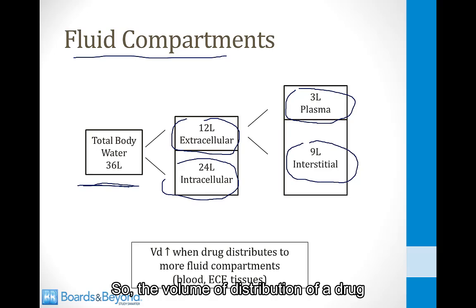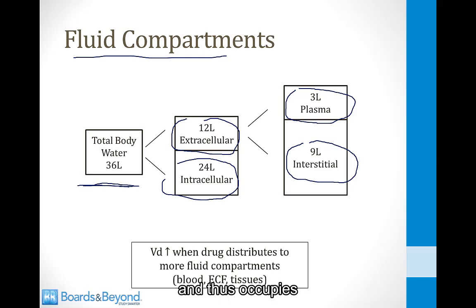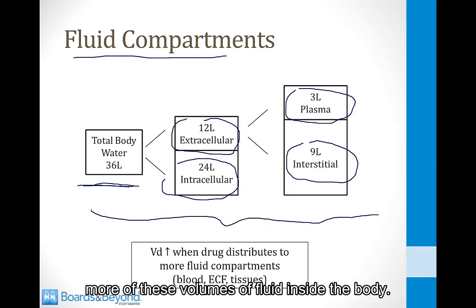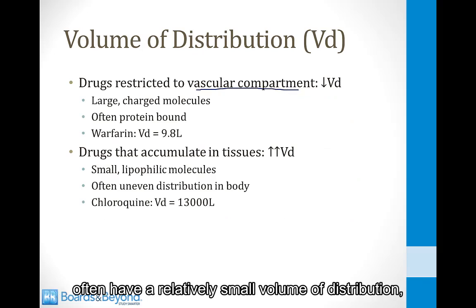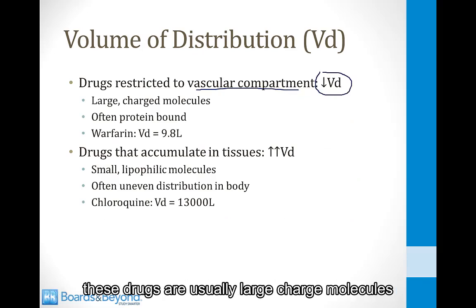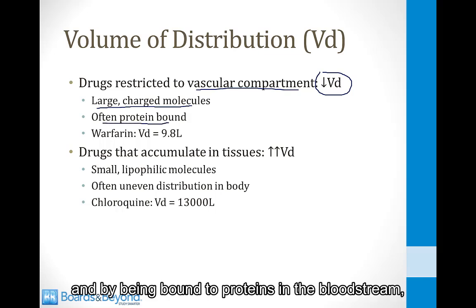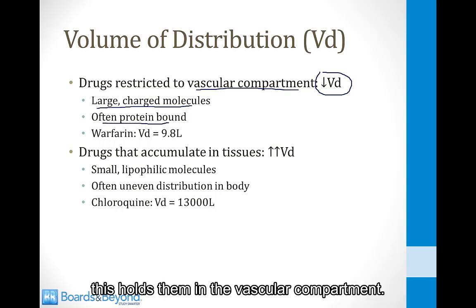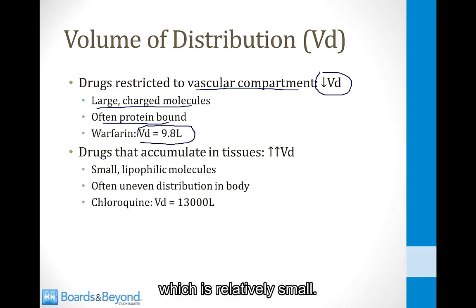So the volume of distribution of a drug is going to increase when a drug distributes to more fluid compartments and thus occupies more of these volumes of fluid inside the body. So drugs that are restricted to the vascular compartment often have a relatively small volume of distribution. These drugs are usually large charged molecules that have trouble leaving the vascular compartment. Often they're protein bound, and by being bound to proteins in the bloodstream, this holds them in the vascular compartment. And warfarin is an example of a drug like this, which has a volume of distribution of 9.8 liters, which is relatively small.